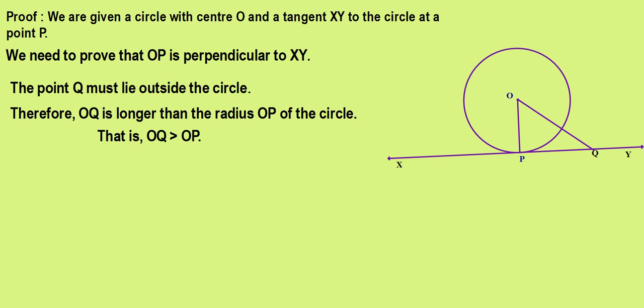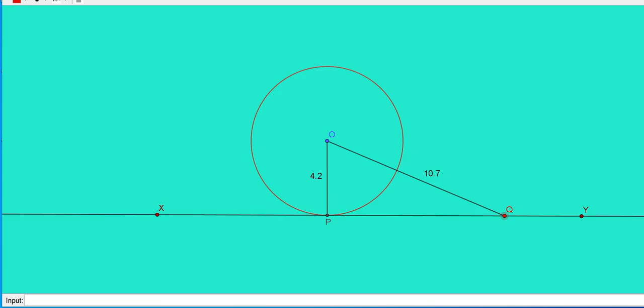Is it true for every point on XY? Let us check it. Here OQ is greater than OP, but here you can see when Q coincides with P, both lengths are equal. For the rest, every point on XY, OQ is greater than OP.